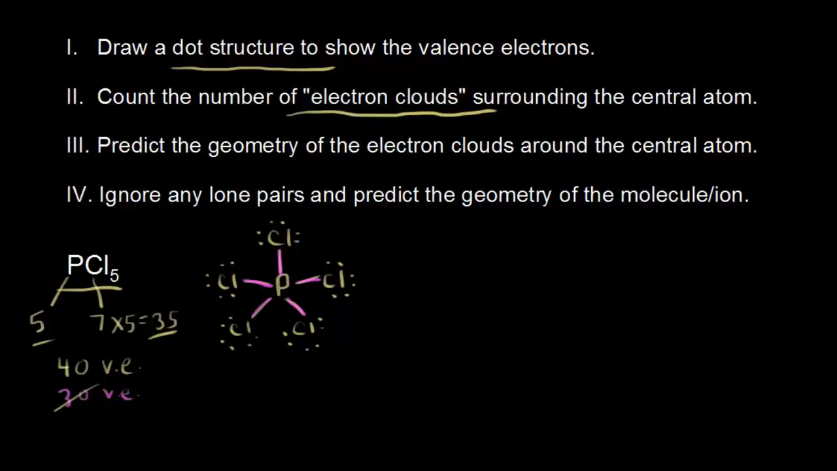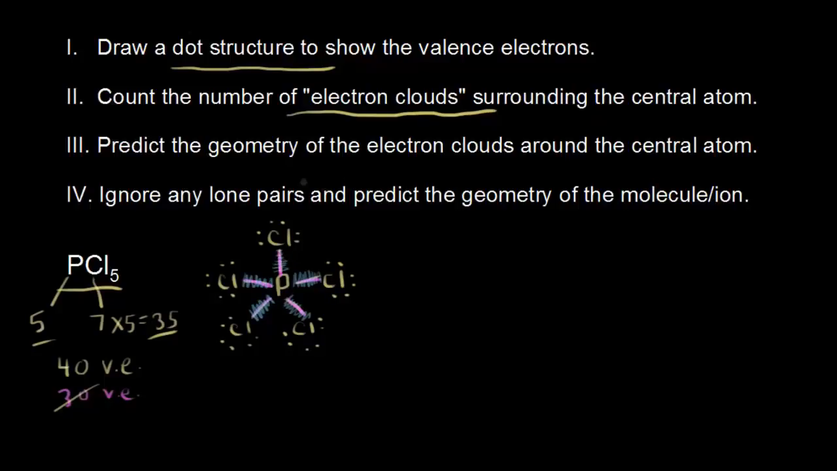So now step 2, we're going to count the number of electron clouds that surround our central atom. Remember, an electron cloud is just a region of electron density. So I could think about these bonding electrons in here as a region of electron density around my central atom. I could think about these bonding electrons too. So here's another electron cloud, and you can see we have a total of 5 electron clouds around our central atom.